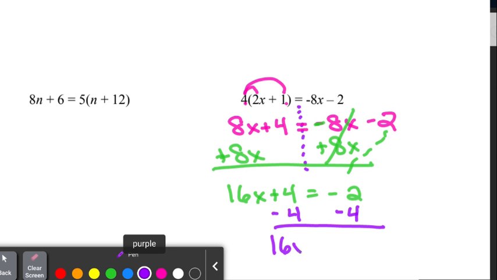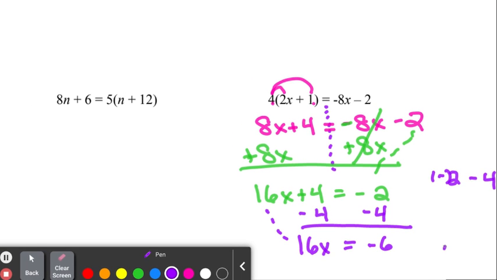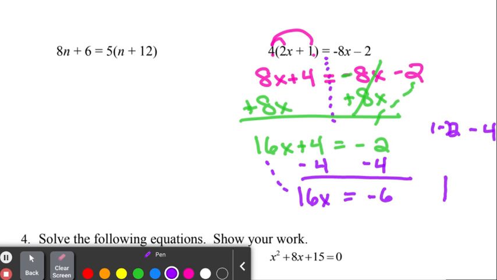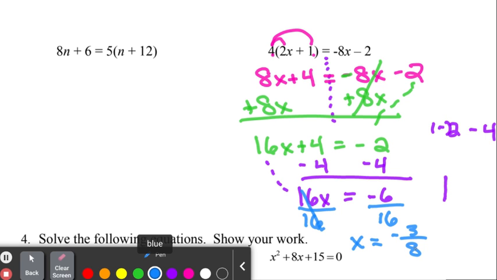So 16x, 16 times x, because I brought that guy down. Negative 2 minus 4. Remember to use this negative symbol. And your answer is negative 6. So our last step here, we're going to divide by the number in front of the x, divide by 16. If you put this in your calculator, you get a decimal. And if you put this as a fraction, you're going to get negative 3 over 8.